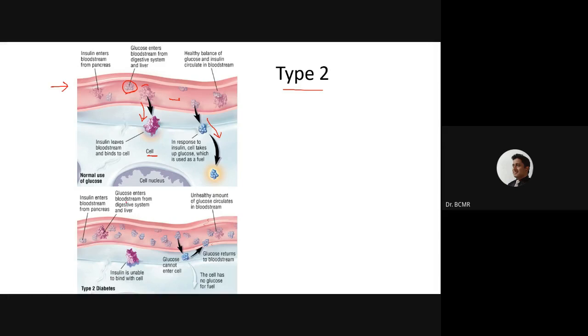But what happens in type 2 diabetes is, even though there is insulin, the insulin may not be able to bind. In type 1 there is no production of insulin, because of which the cells are not taking up the glucose, because of which the blood glucose is increasing. Whereas in type 2, insulin is present, but somehow the cells are not responding to the presence of insulin, because of which glucose is not taken up by the target cells, and therefore the blood glucose increases.